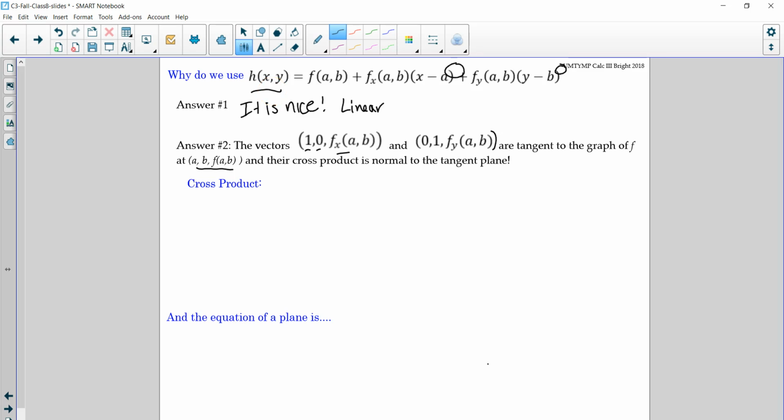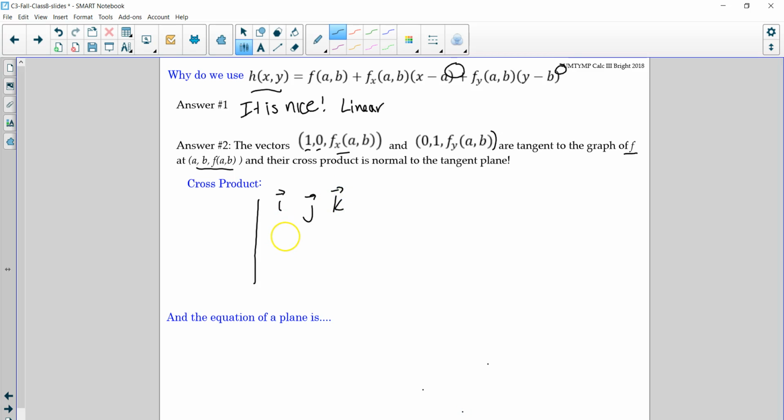Okay, coincidentally, if we look at their cross product, we know that each of these vectors are on the tangent plane, since they are both tangent to f. Okay, so if I look at their cross product, I think I get something that would be normal to the tangent plane. Okay, so let's look at their cross product. i, j, and k.